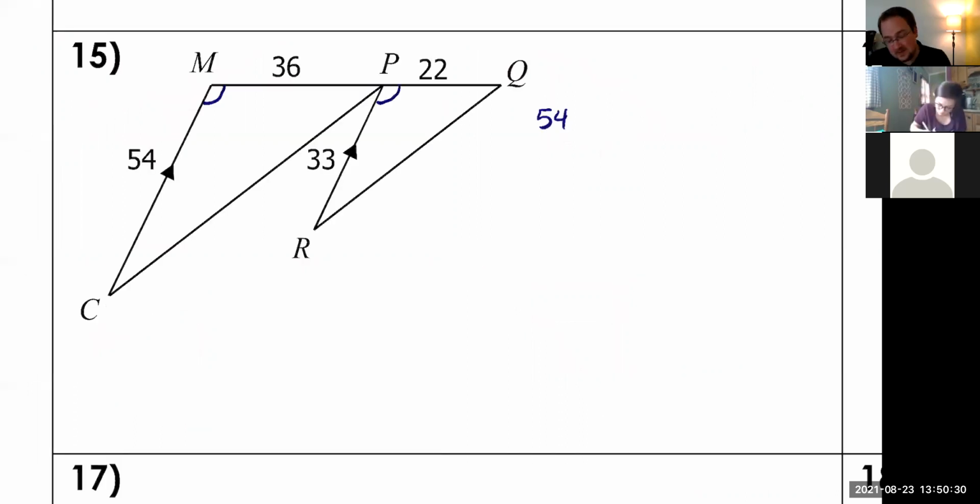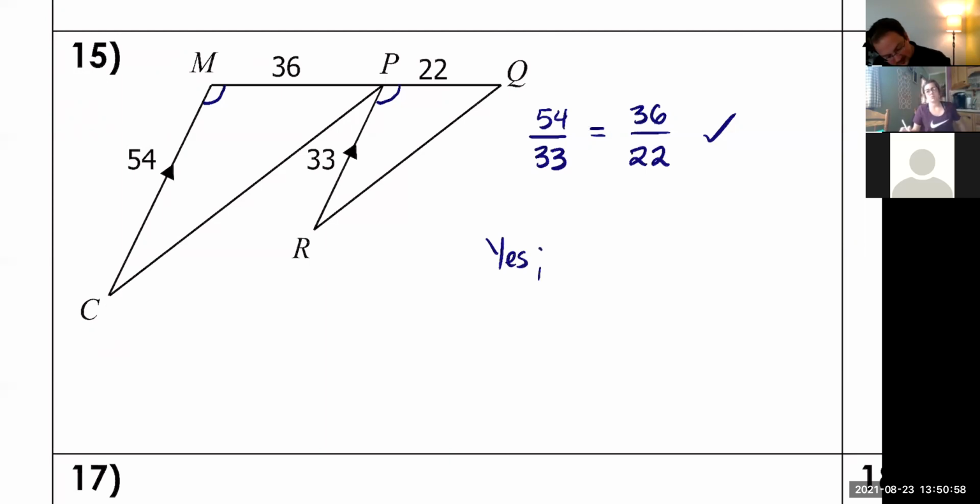54 over 33 and 36 over 22, which you're welcome to check the math, but I will save you the time. Those are in fact equal. They both come down to something over 11. So we can say yes, triangle CMP is similar to triangle RPQ.